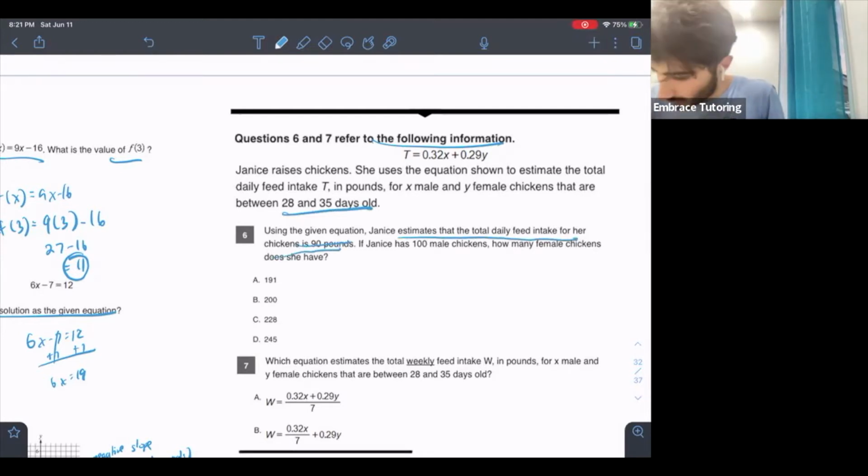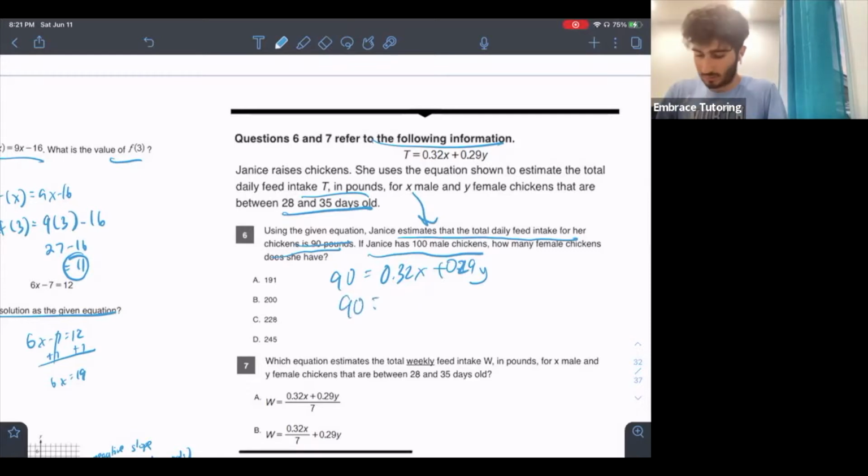So if it's 90 pounds, you know the daily intake, 90 pounds, is equal to 0.32x plus 0.29y. If Janice has 100 male chickens, which would be represented by x, you could plug in 100 for x. You get 90 is equal to 0.32 times 100, which is 32, plus 0.29y. How many female chickens does she have? Because y represents female chickens.